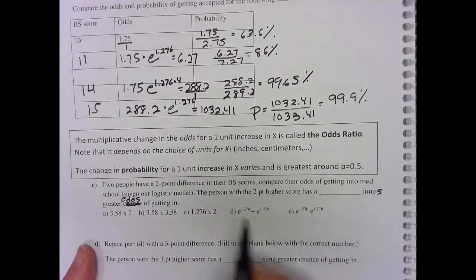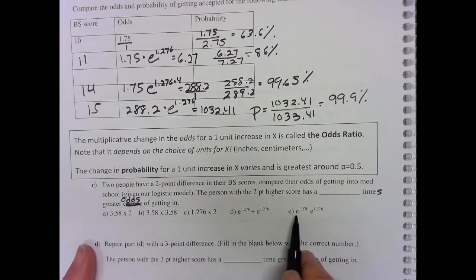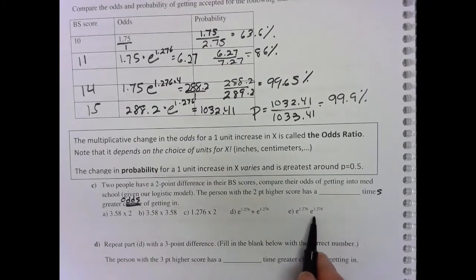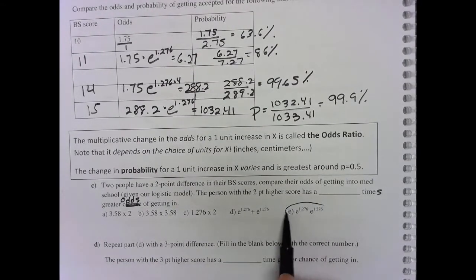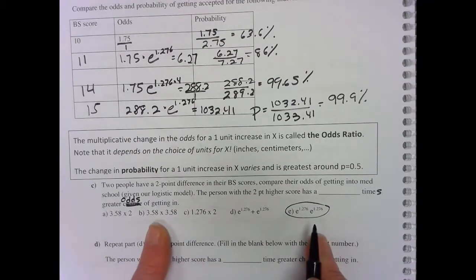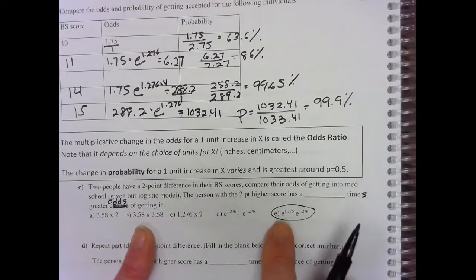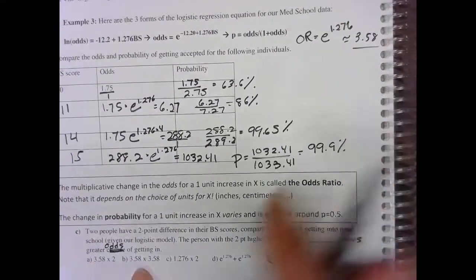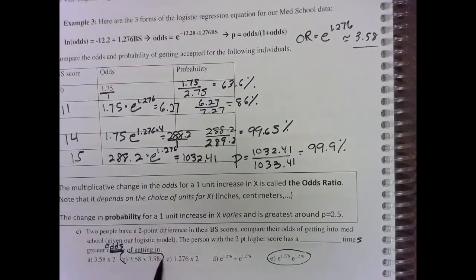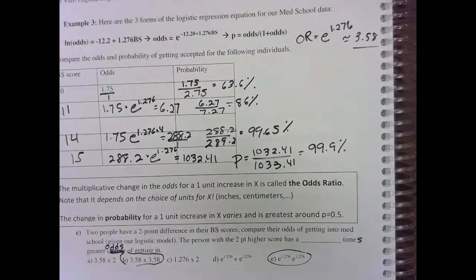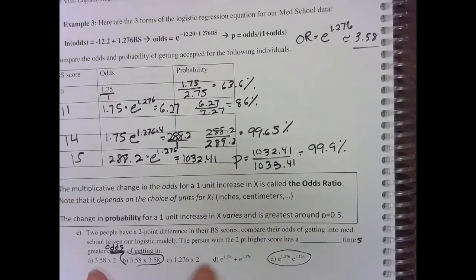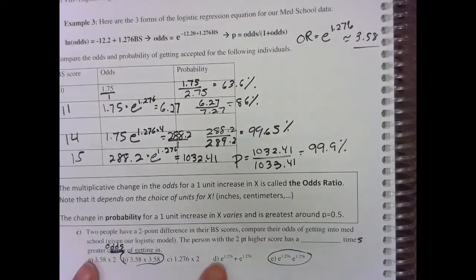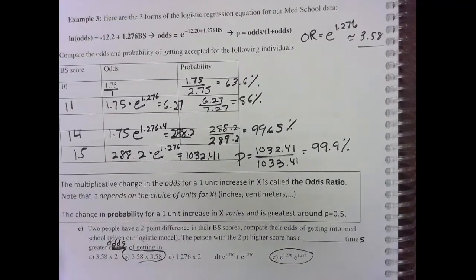Well, if they have a 1-point difference, they have e to the slope right there. And then for a 2-point difference, you just have to multiply again. So this is correct. And since for rounding, we said this is the same as 3.58, of course this, within rounding error, is the same. So either of those are okay, but these aren't. So don't make that arithmetic mistake and think those are equivalent somehow.